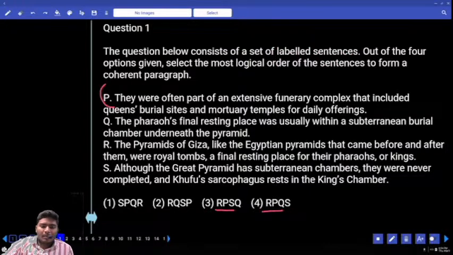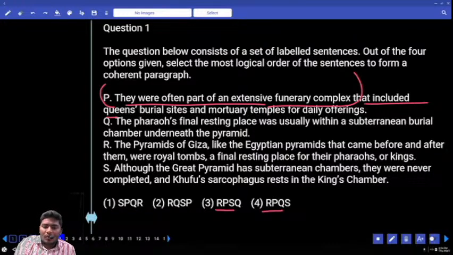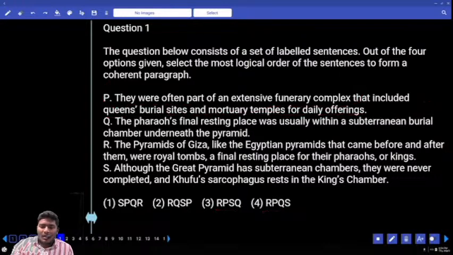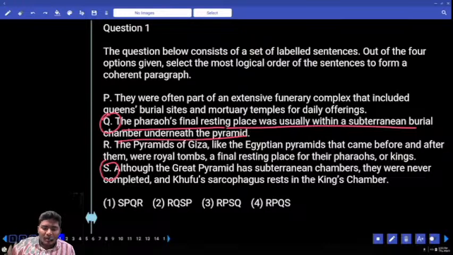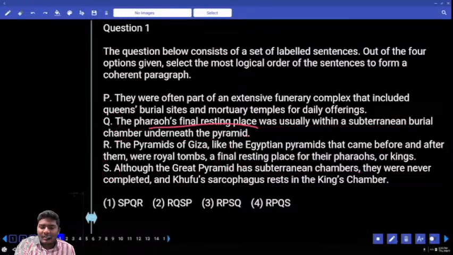Now again your pair is RPS or RPQ. Now start with P. "They were often part of an extensive funerary complex that included queens' burial sites and mortuary temples for daily offerings." Now tell me your next pair. Is it Q or is it S? Q is "The pharaoh's final resting place was usually within a subterranean burial chamber underneath the pyramid." And here we are speaking about "the Great Pyramid has subterranean chambers." Now which one is the reference of the beginner here? The pyramid or the Great Pyramid? Which one can we use in the beginning here?